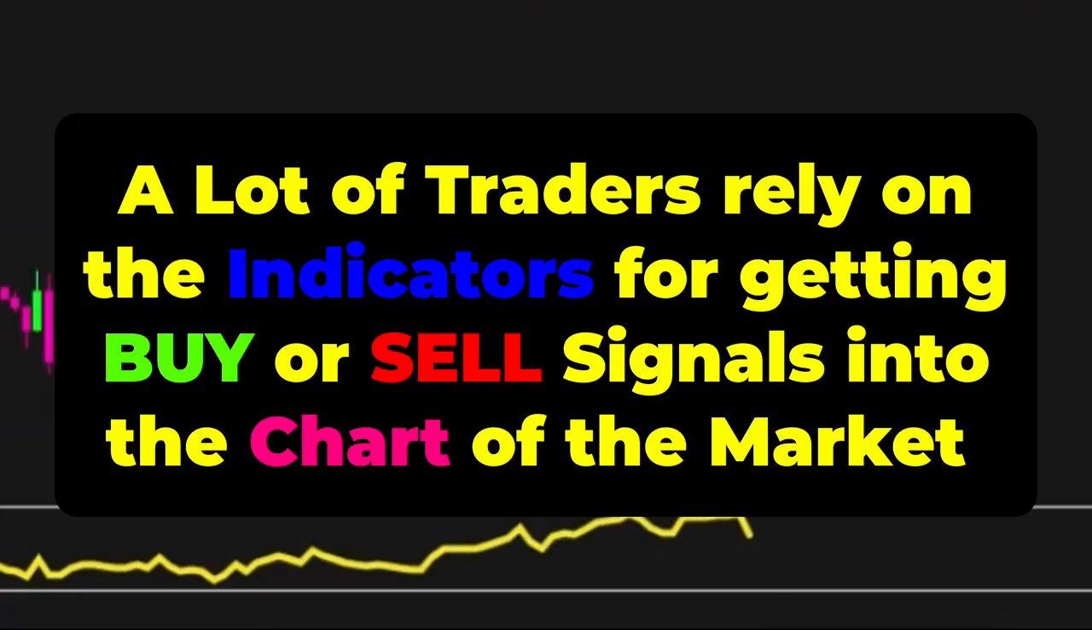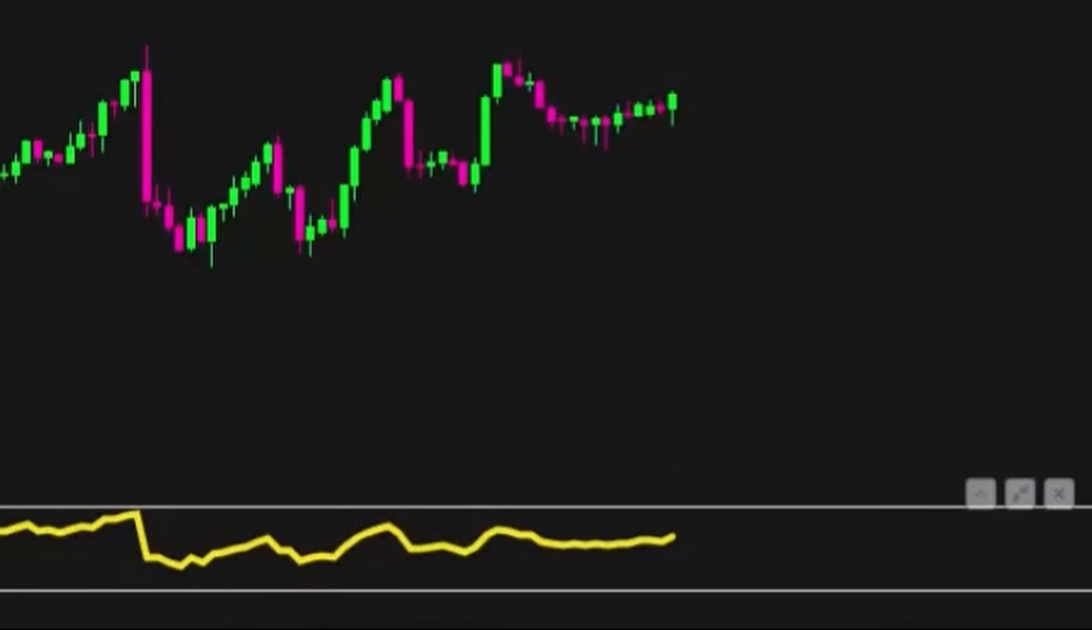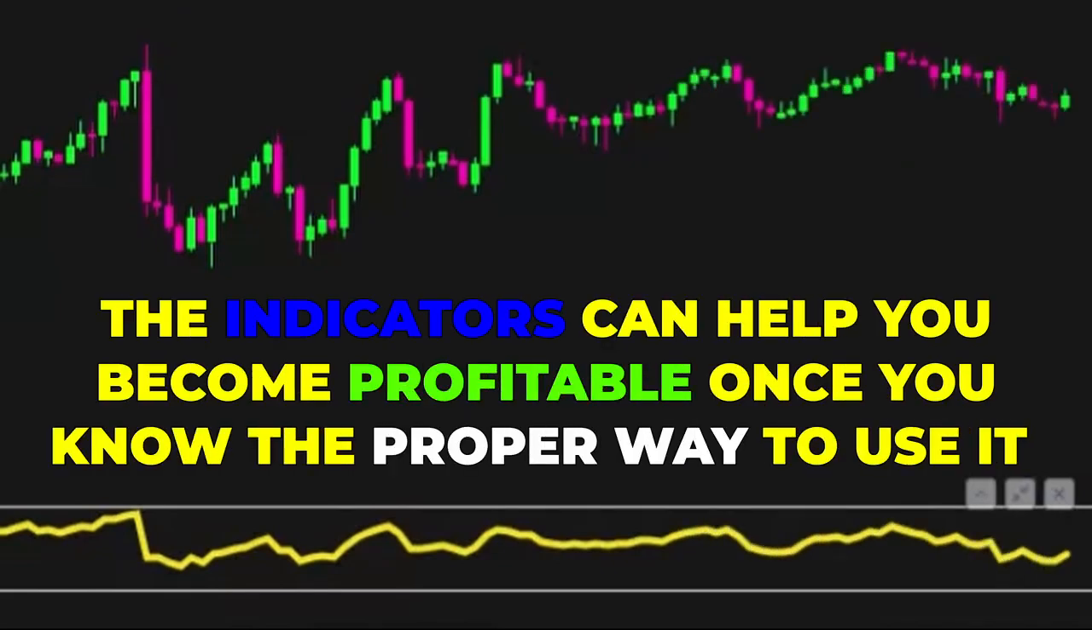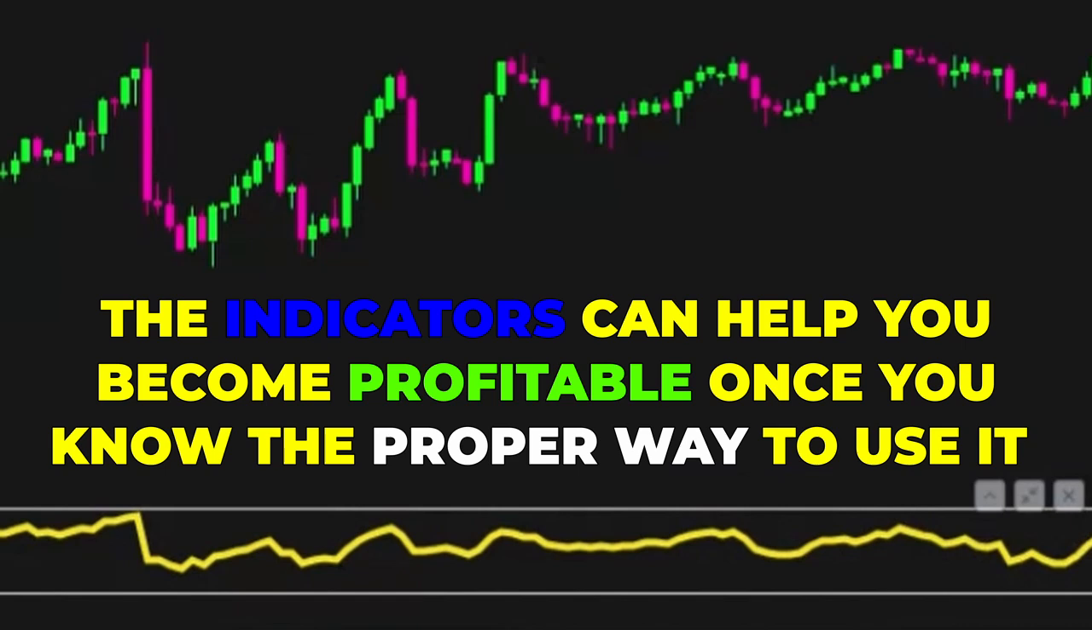A lot of traders rely on the indicators for getting buy or sell signals in the chart of the market. But the thing that makes the profitable traders different from the others is the way they use the indicators on the chart. The indicators can help you become profitable once you know the proper way to use it on your chart.